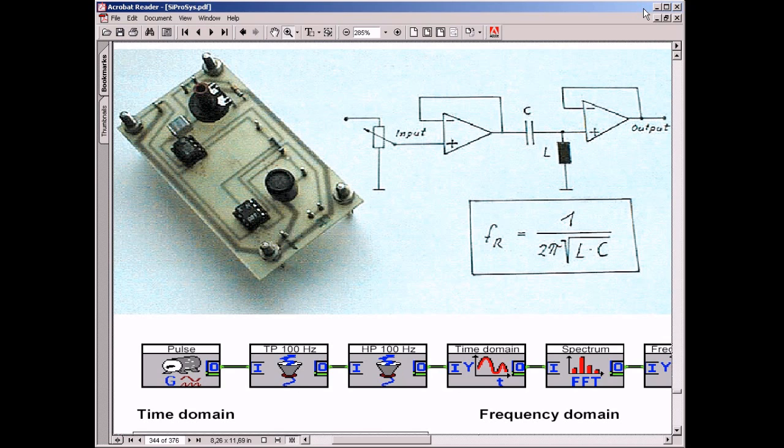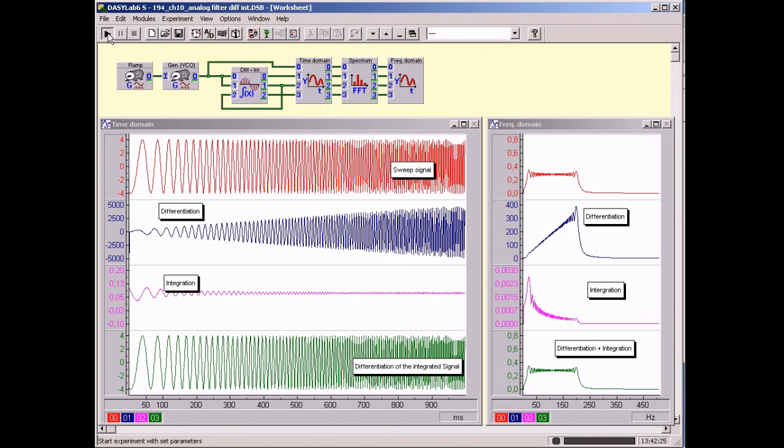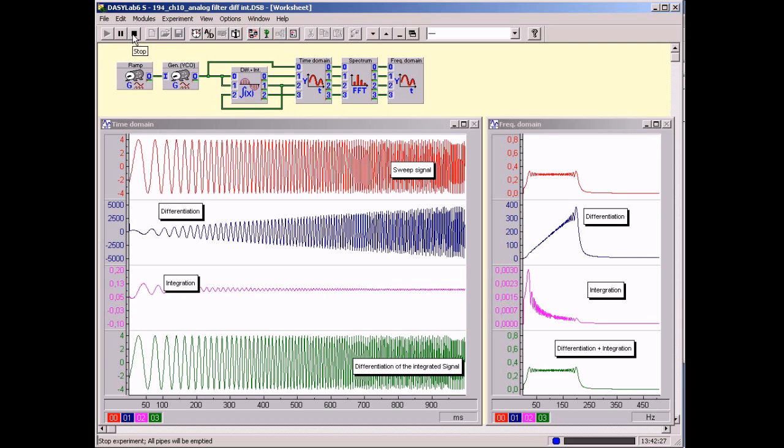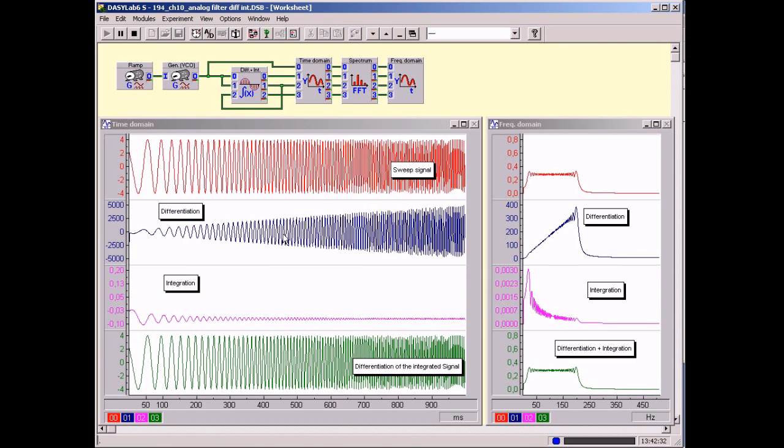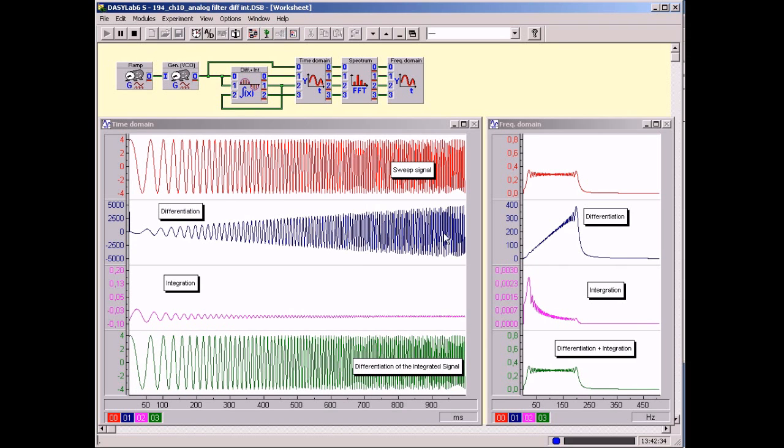From a theoretical point of view, analog filters are based on three processes: differentiation and integration as frequency-dependent processes, and feedback control. Here you see again the behavior of a differentiated and integrated sweep signal. Sinusoidal oscillations of instantaneous changing frequencies.